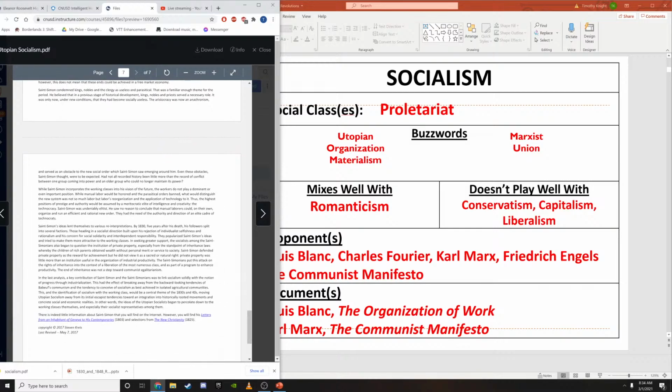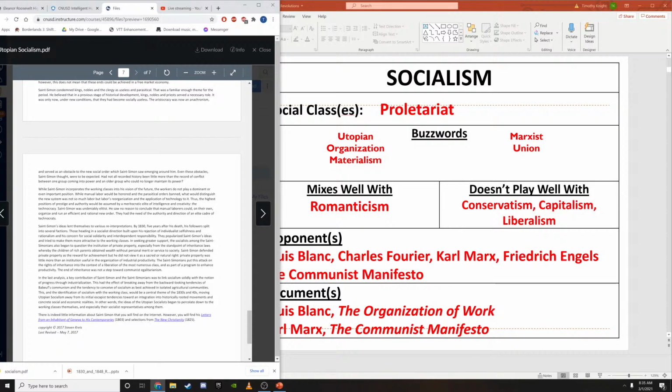Saint-Simon's ideas lent themselves to various reinterpretations. By 1830, 5 years after his death, his followers split into several factions. Those heading in a socialist direction built upon his rejection of individualist selfishness and rationalism and his concern for social solidarity and interdependent responsibility. They popularized Saint-Simon's ideas and tried to make them more attractive to the working classes.